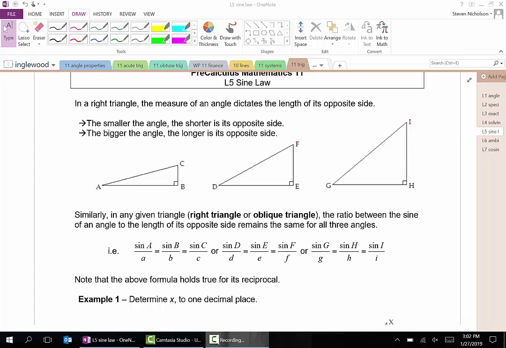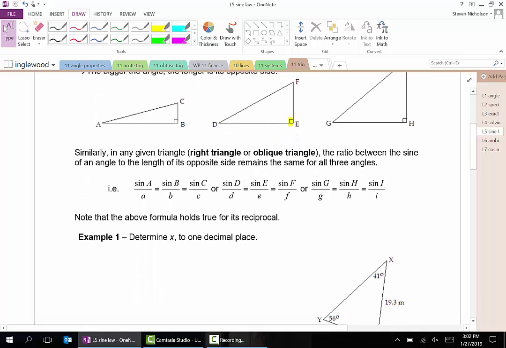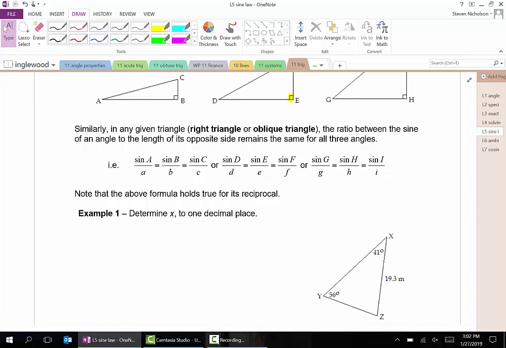And this is one of the reasons why the hypotenuse is always the longest side of a right triangle, because a right angle is the biggest angle in a right triangle. And again, the hypotenuse is the side opposite, so it has to physically be the biggest. So what you see here is the same idea in any given triangle, right or non-right. There's a relationship between the angle and the side opposite. And here are 3 examples of that relationship in the triangles above.